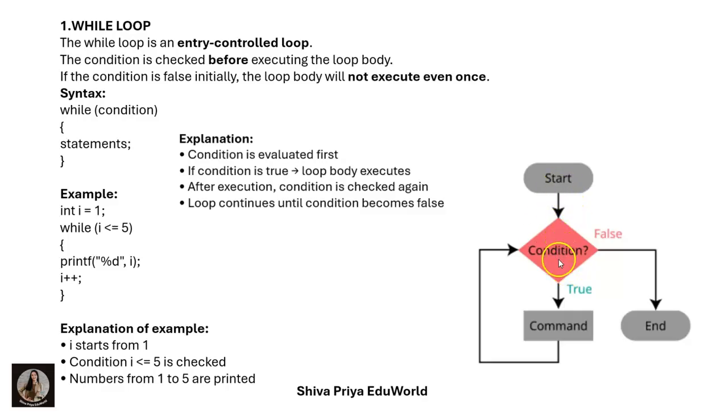It will start. If the condition is true, it will execute the statements in the loop body and go back to the condition again, because it will keep on looping unless and until the condition is false. If it is true, it comes back, executes and goes back to the condition. If it is false, it will end the loop and come out of it. Clear with this? This is all about while loop.